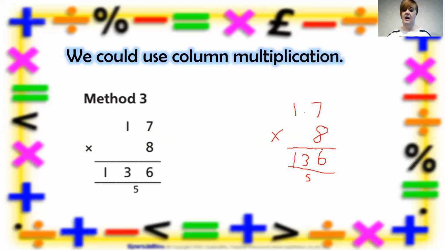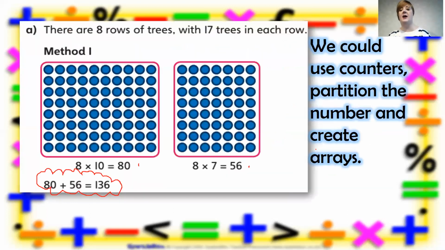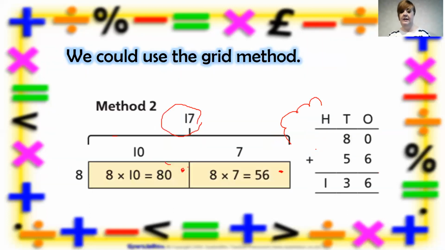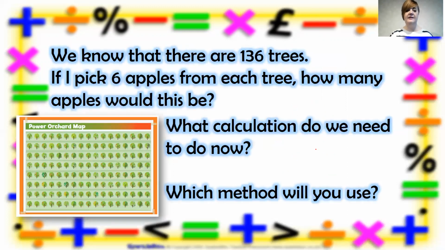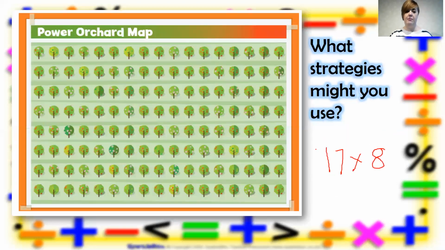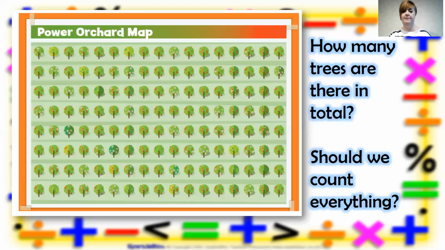So you see again, we've got exactly the same answer each time. 136, 136 and 136. 3 methods, same answer. And with this, this week, it's all about picking the method that you find the easiest and the most efficient for you. Okay, so now we know, let's just skip right back to our first question.